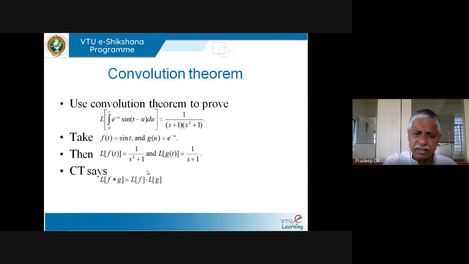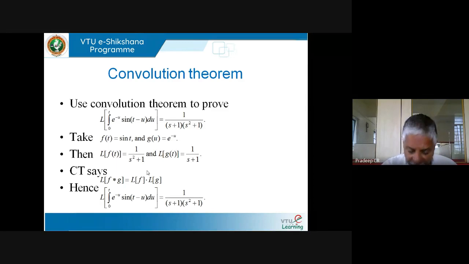Anyway, here I have written what f is and what g is. So L of f star g is, by the convolution theorem, LF into LG. I already computed LF into LG and I see that it is equal to the right hand side. So the left hand side must be L of f star g. So I have found Laplace of f star g, which happens to be 1 by s plus 1 into s square plus 1.